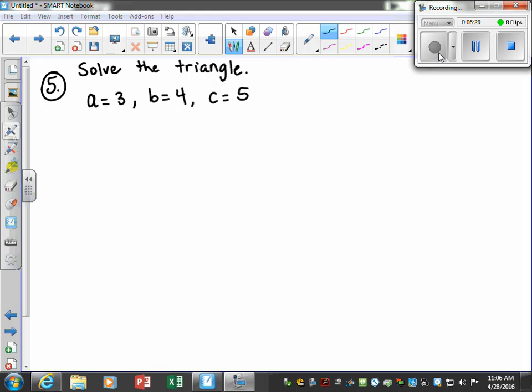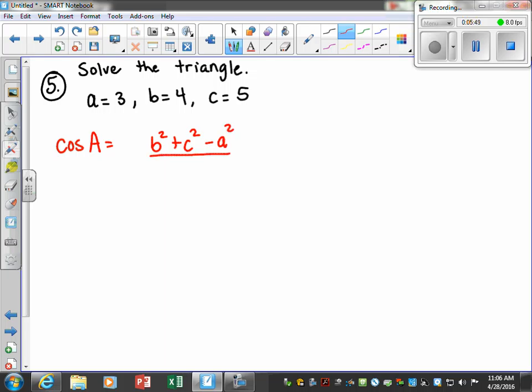Now it doesn't matter which angle. I'm missing capital A, capital B, and capital C, which are all of our angles. So I'm just going to choose to start with A. Now once again, cosine of A is equal to, this is once we solved for cosine of A, and we've done this multiple times. Okay, so we're here. Now let's go ahead and plug in our given information for this problem.